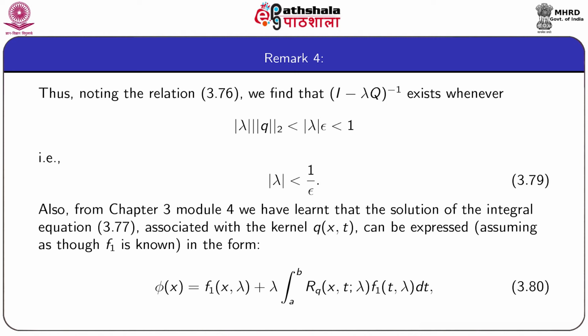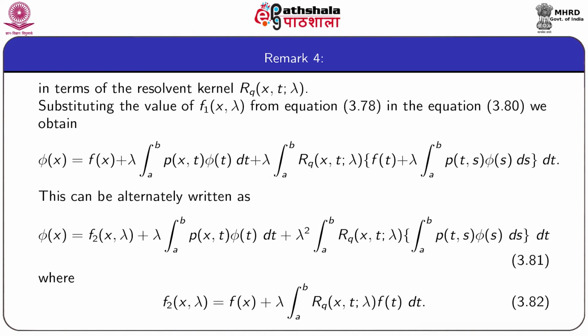associated with the kernel q(x,t) can be expressed, assuming that f1 is known, that is the right hand side is known, in the form given by equation 3.80, where r_q(x,t) is the resolvent kernel in this case. Now we substitute the value of f1(x,t,lambda) in the integral equation 3.80 to get a long expression given by this.